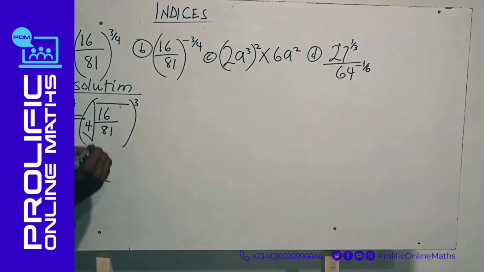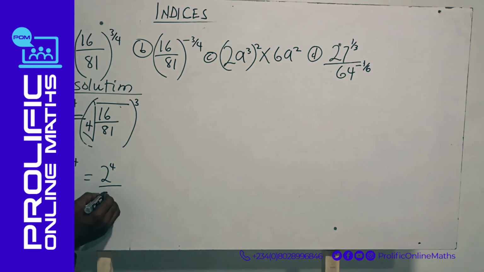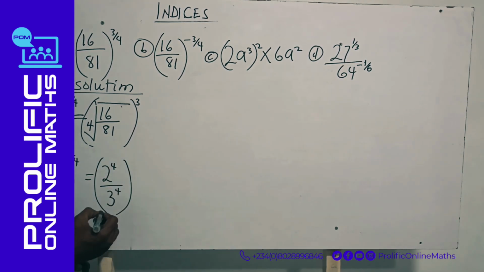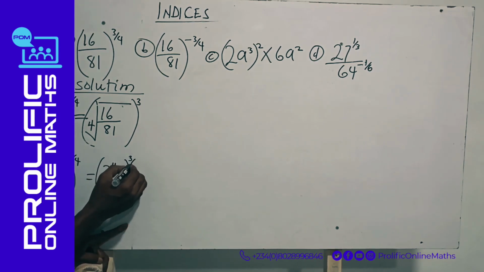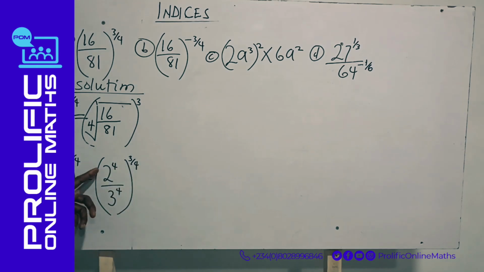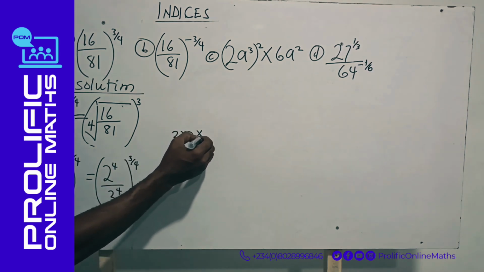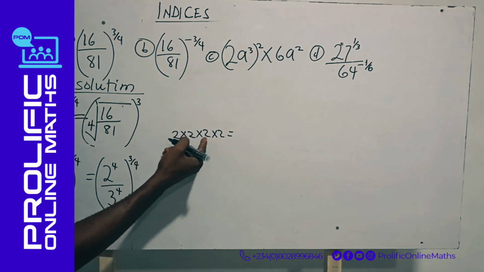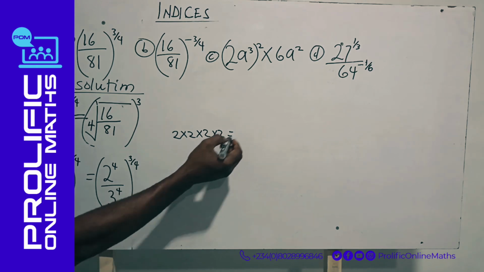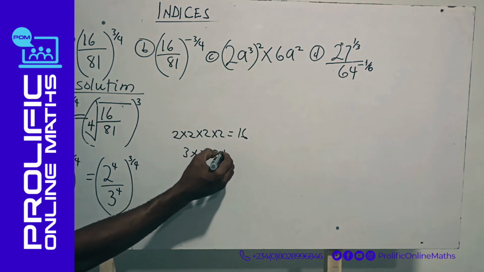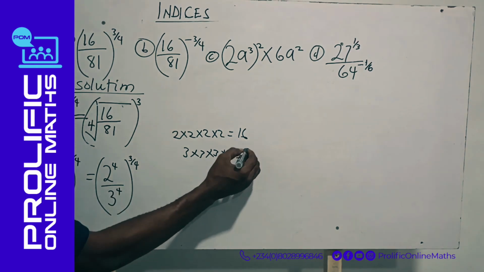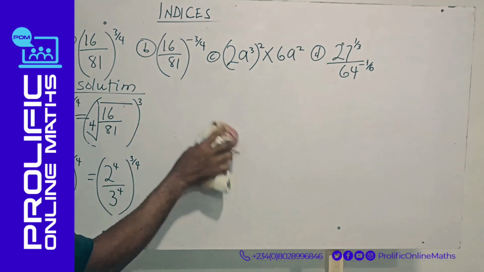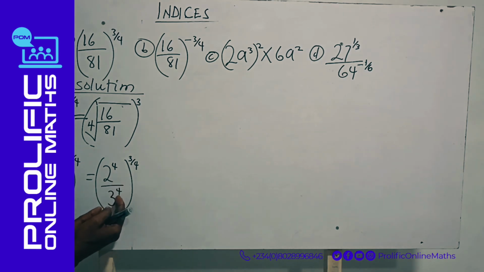Let me tell you for free, that is 2 raised to power 4 all over 3 raised to power 4, which will give us 16 and 81, everything raised to power 3 over 4. So 2 raised to power 4 gives 16: 2 times 2 is 4, times 2 is 8, times 2 is 16. And 3 multiplied by 3 multiplied by 3 multiplied by 3 in 4 places: 3 times 3 is 9, times 3 is 27, and times 3 gives us 81, as you can see. So we have expressed this in index form.